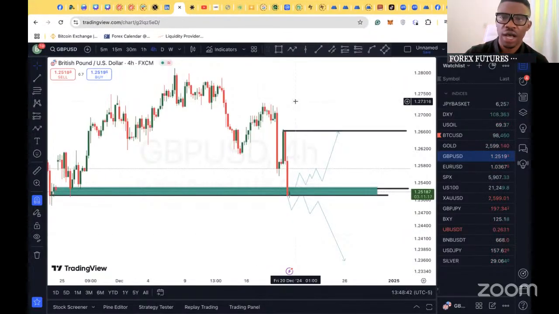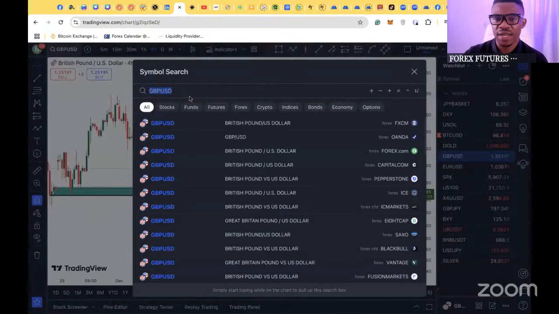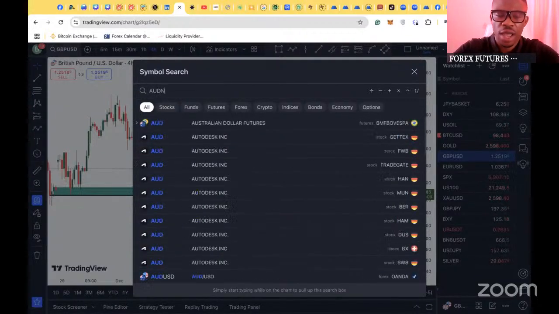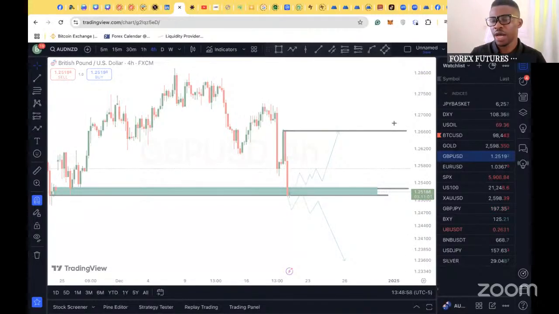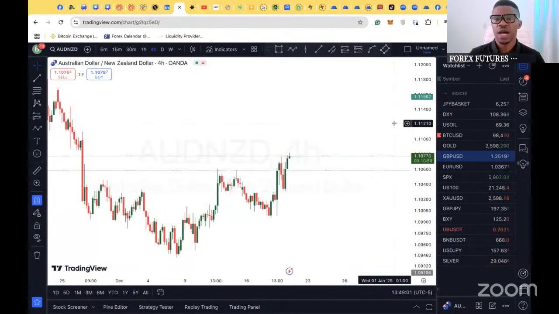So this is 748. So that is it on TradingView. Let me go a little bit to another asset like AUD-NZD. For the purpose of pulling a trigger, I need to look for something that we can trade so that we can know that we have pulled the trigger, right?